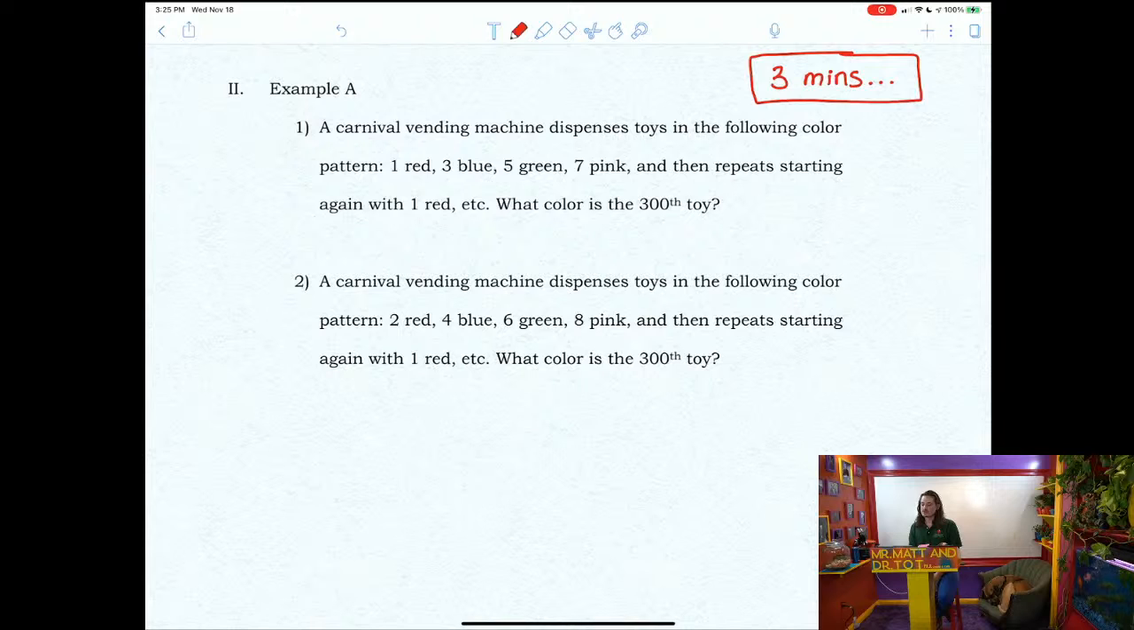The first problem is a carnival vending machine dispenses toys in the following color pattern: 1 red, 3 blue, 5 green, 7 pink, and then repeats starting again with 1 red, etc. What color is the 300th toy? And number 2 says a carnival vending machine dispenses toys in the following color pattern: 2 red, 4 blue, 6 green, 8 pink, and then repeats starting with 1 red, etc. What color is the 300th toy? I apologize, I just want to make sure that I read them before I give you the time. So I'll restart the timer for 3 minutes and then I'll give you some hints.